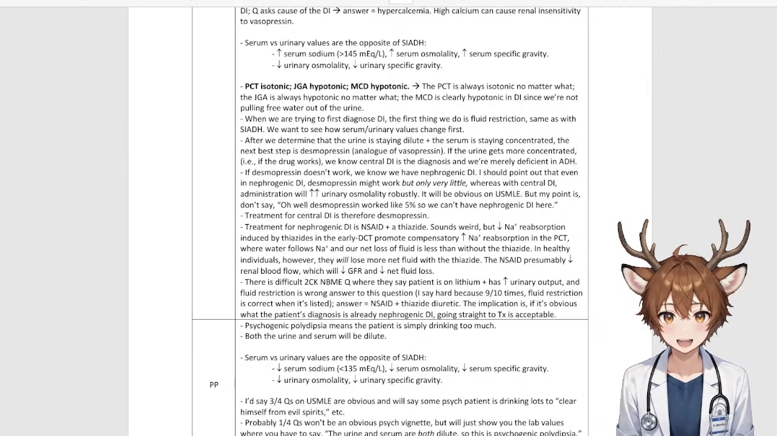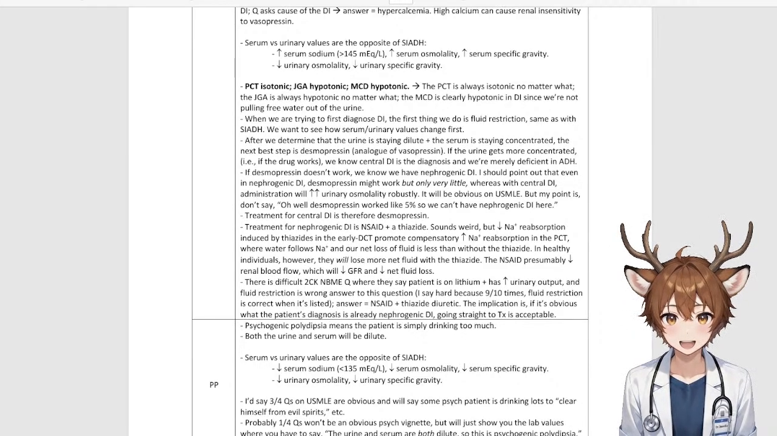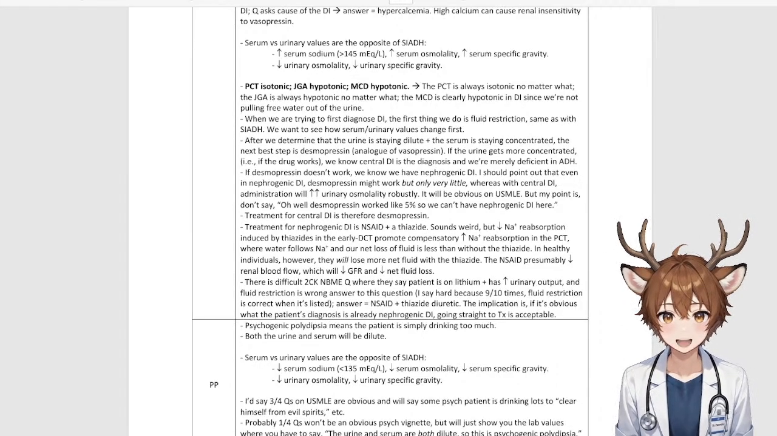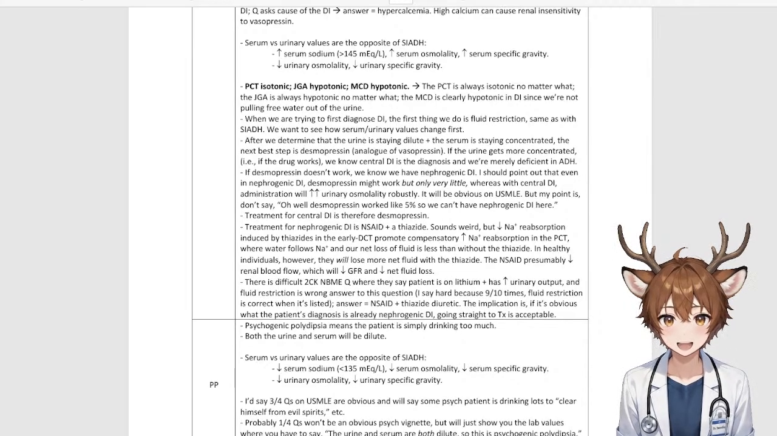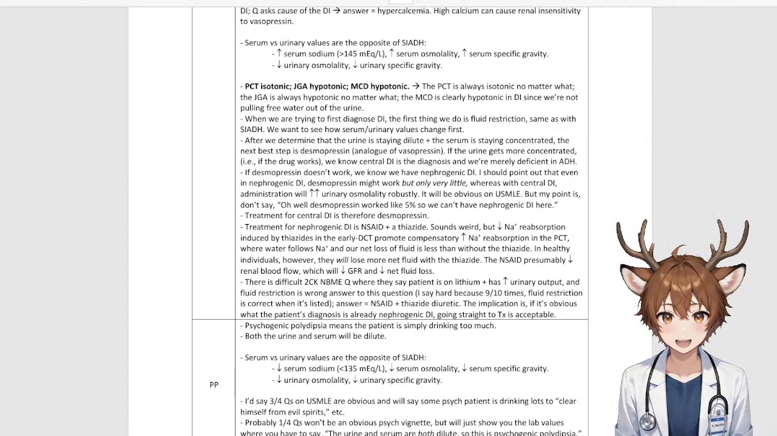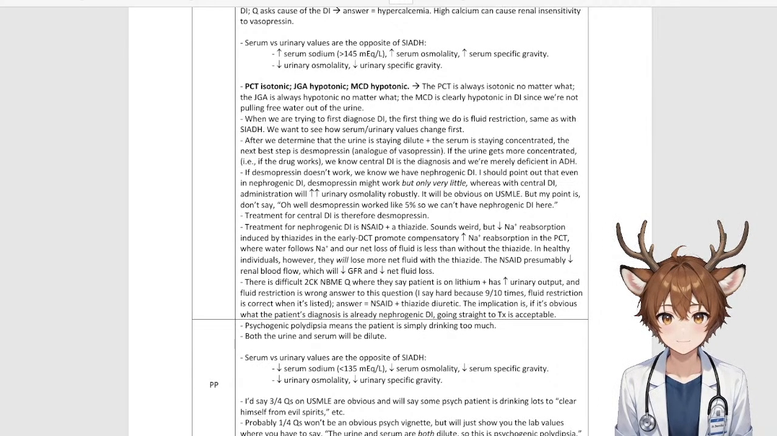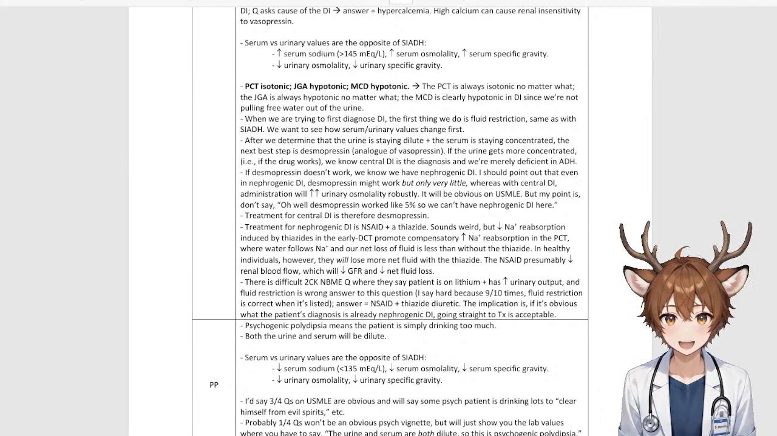Treatment for central DI is therefore desmopressin. Treatment for nephrogenic DI is NSAID plus a thiazide. Sounds weird, but decrease in sodium reabsorption induced by thiazides in the early DCT promotes compensatory increase in sodium reabsorption in the proximal convoluted tubule, where water follows the sodium and our net loss of fluid is less than without the thiazide.